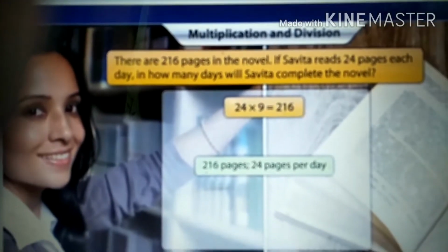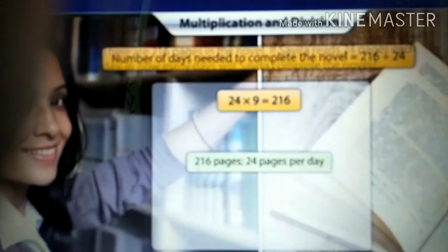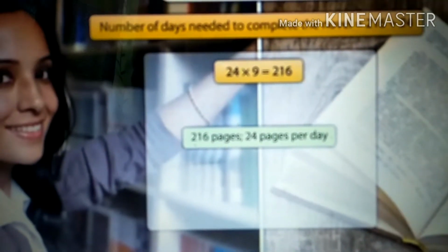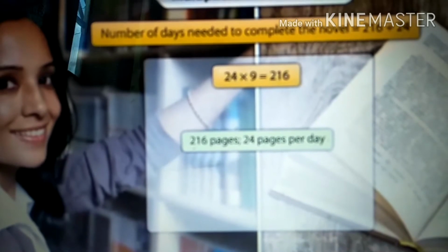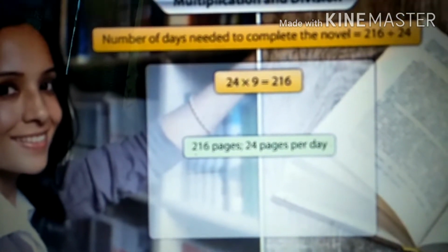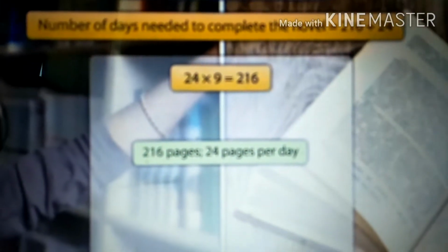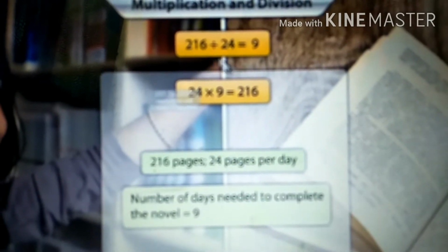To find the number of days Savita needed to complete the novel, we divide 216 by 24. On dividing 216 by 24, we get 9. So, Savita will complete the novel in 9 days.